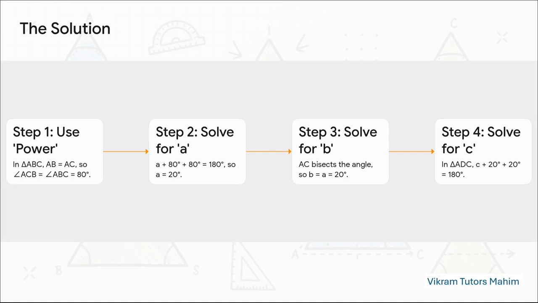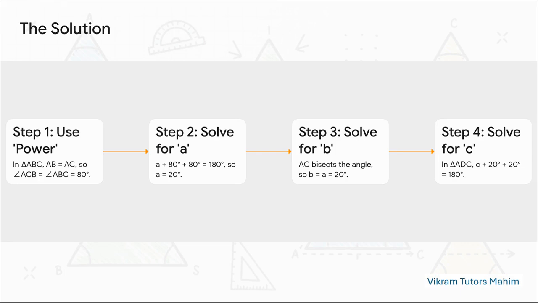We all know the angles in any triangle add up to 180, right? So A plus 80 plus 80 equals 180. A little quick math, and we find that A is exactly 20 degrees. Okay, step 3. The diagram itself shows us that the line AC is cutting that top angle perfectly in half. That means angle B has to be the same as angle A. So B is also 20 degrees.